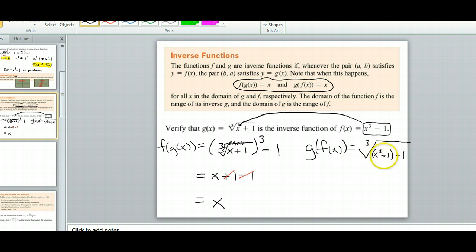Alright, now we notice we just had subtraction here, so we don't need these parentheses. So once again, the minus 1 and the plus 1 are going to wipe one another out, and we just have the cube root of x cubed. And like we said before, a cube root and a cube wipe each other out, and we're left with just x. Okay, so g and f, the cube root of x plus 1 and x cubed minus 1, are indeed inverse functions.